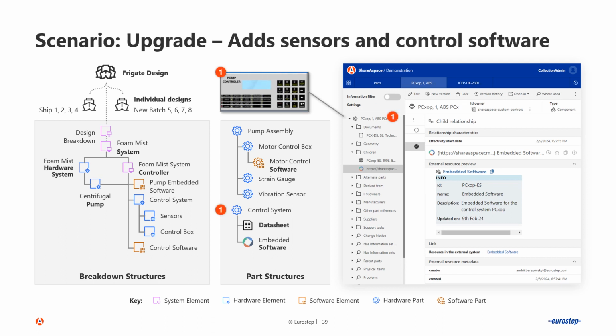A new part assembly has been added to the control system. This has some documents, so this could be data sheets for the controller, it could be user instructions or a user manual. There is also the subassembly of the controller software, and this is using the OSLC link. What we've done is selected an OSLC part from, in this case, another ShareSpace, and when you click on it, you see the preview of that part.